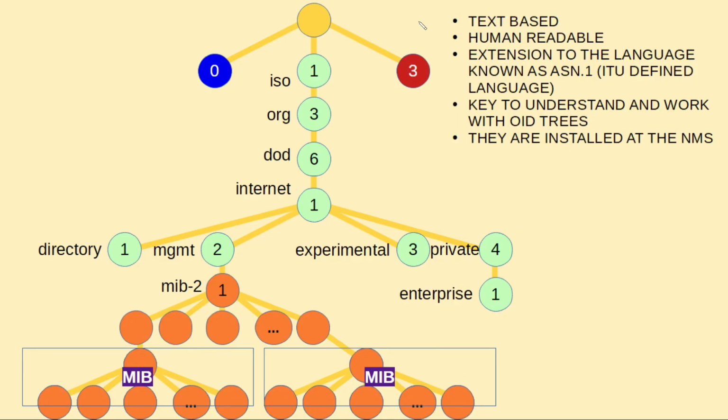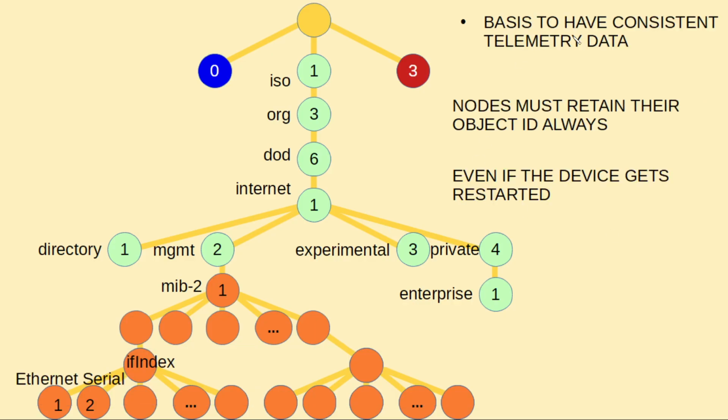These MIBs are text-based, human-readable, written in an extension to the language known as ASN.1. They are key to understand and work with object ID trees, and they are usually installed at the network management system. Just a note here, the basis to have consistent telemetry data relies on the nodes retaining their object IDs always, even if the device gets restarted.